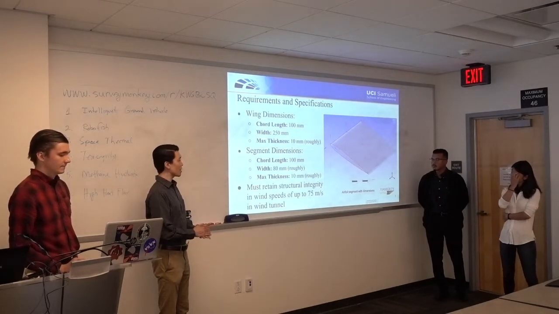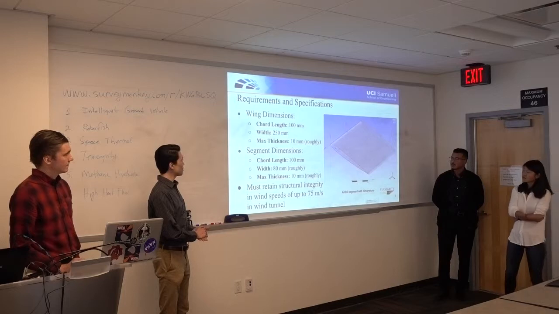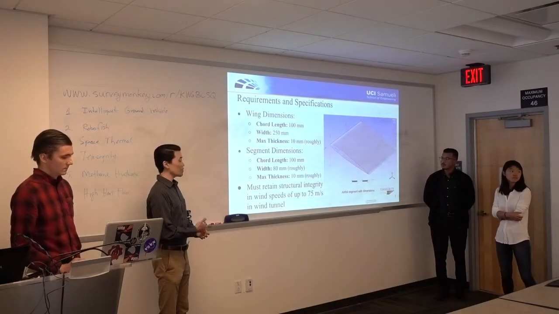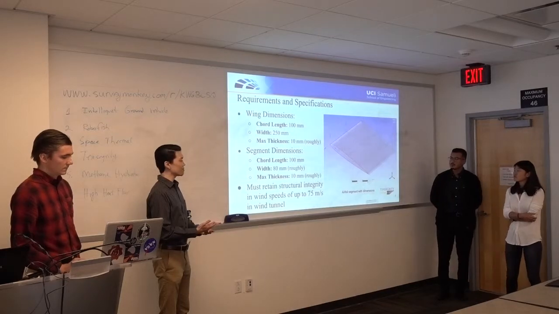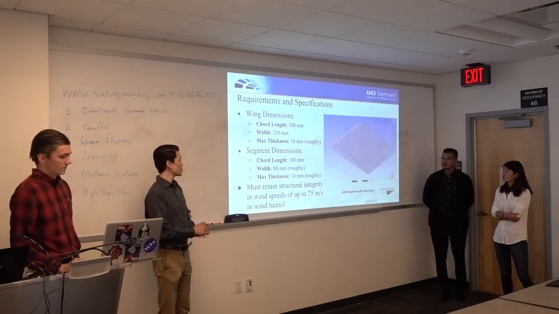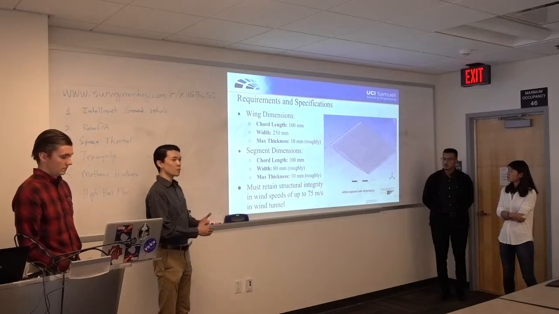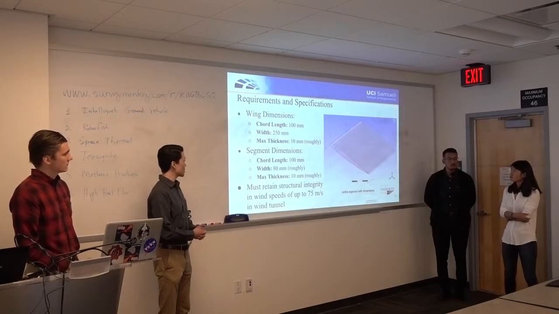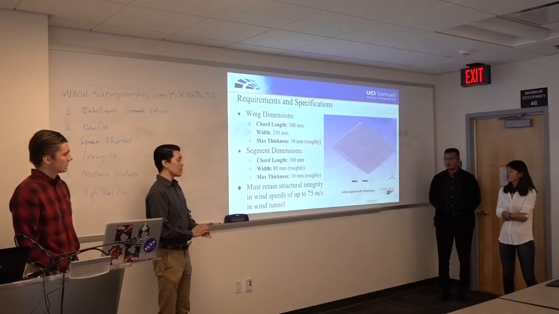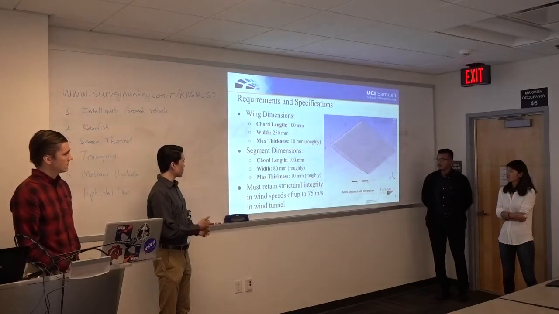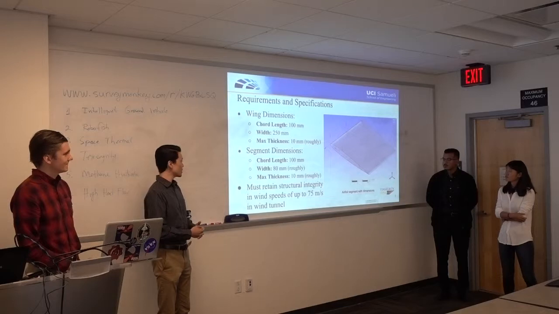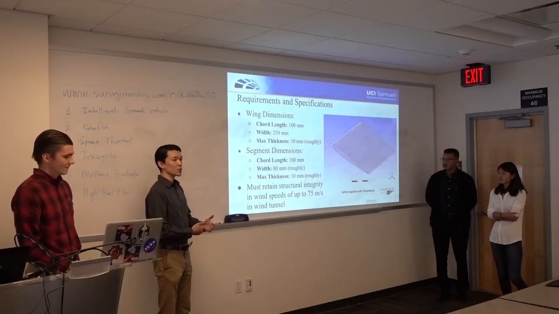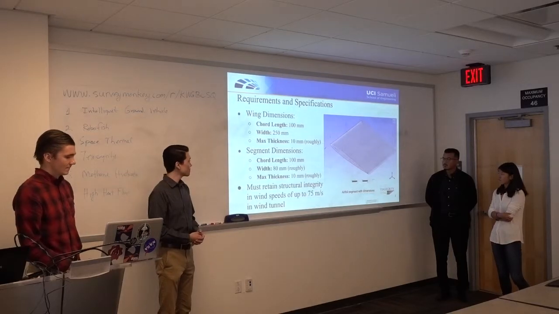So the dimensions of the wing: the full wing span is 250 millimeters, the chord length is 100 millimeters, and the maximum thickness is roughly 10. It depends on which airfoil shape you start with as your base. When we model this in ANSYS, we model only a segment of the wing, and that segment is 80 millimeters, give or take. Now, we need this wing to be able to retain its structural integrity in wind speeds of up to 75 meters per second, which is what we'll be using in the wind tunnel that we're using to test our wing.